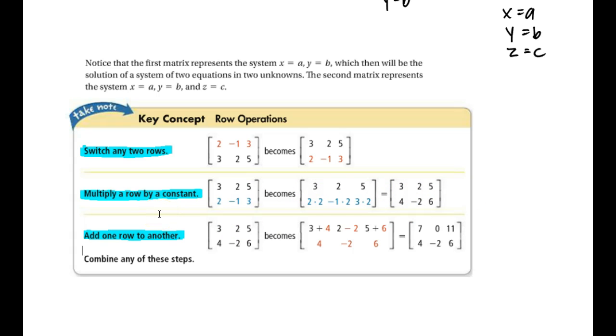The last possibility is when we add one row to the other. So you can see that the second row is staying the same here, but we're actually adding the first row and the second row to change the first row to become 7, 0, and 11. So those are the 3 possible row operations that we typically deal with, and it is possible to combine any of these when we're solving a matrix.